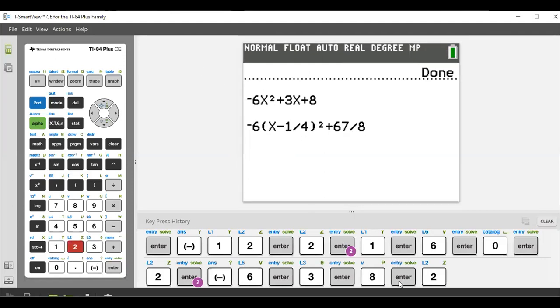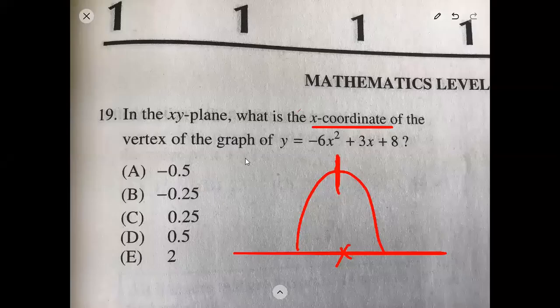So we would go back to the exam, and we would choose a positive 1/4 or 0.25. So that would be our answer. I hope that that is clear, and I hope that you guys see the value of the quadratic program for the Math Level 1 or Math Level 2 exam.